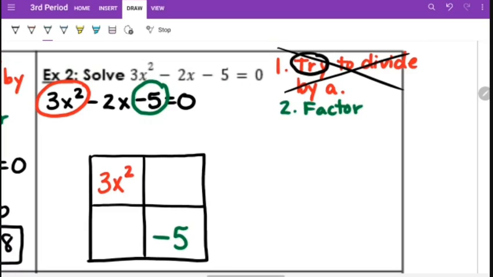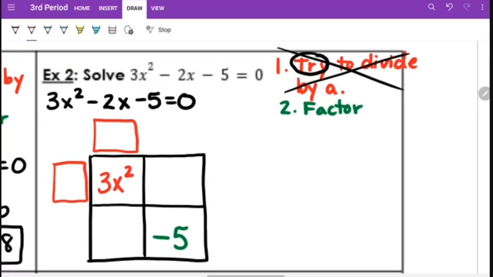And now it's our job to start thinking about what our factors have to look like. So first, let's focus on these two parts of our factor, our two factors. We have to fill these blanks in with two things that multiply together to give us 3x squared, not x squared. Normally, we just do x, and then we're done. But this isn't as mindless. Here, we're going to have to think about it.